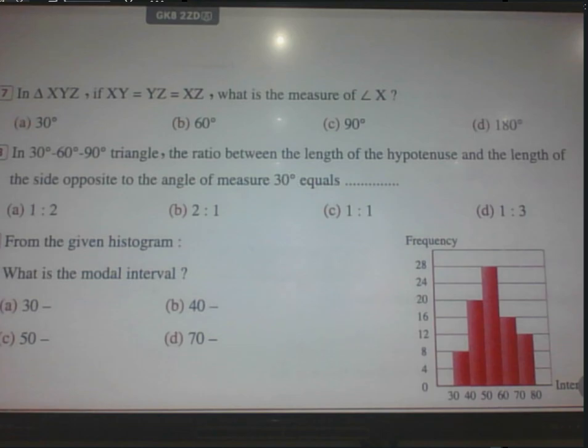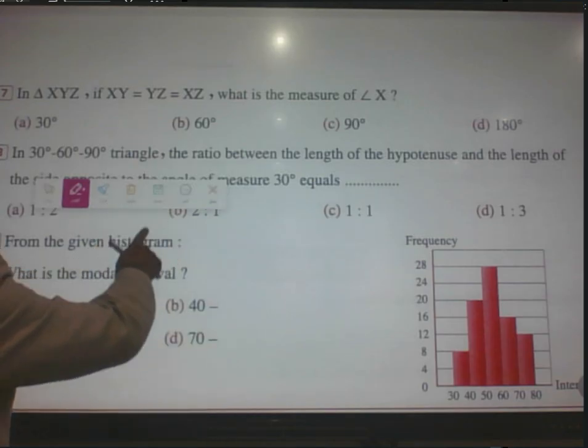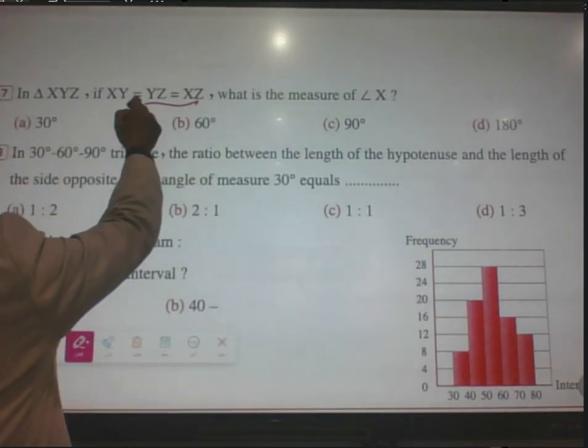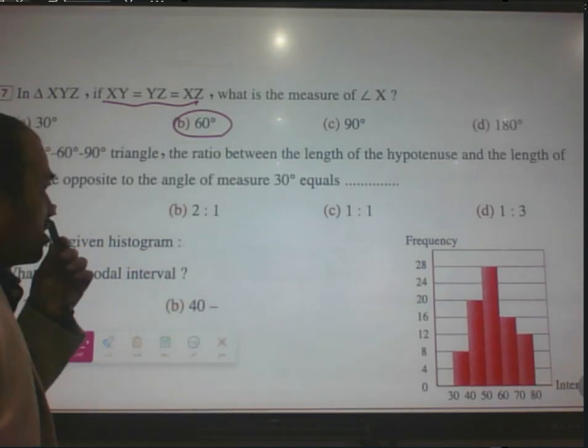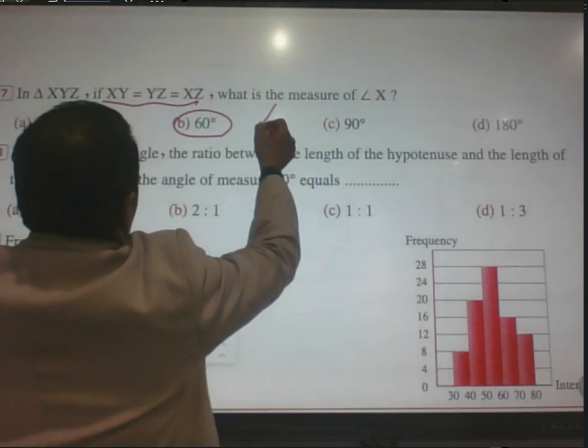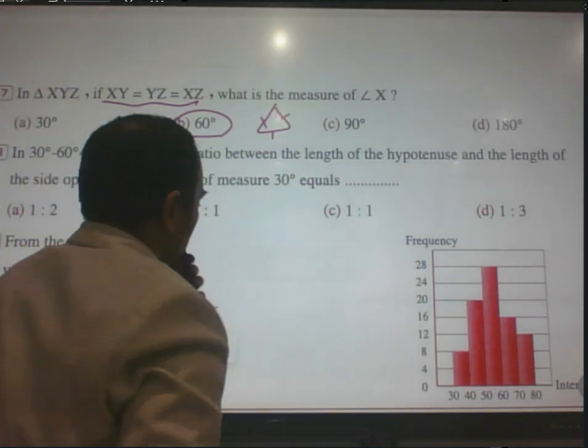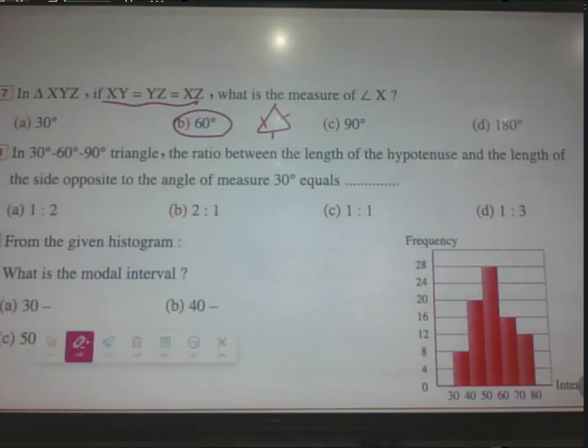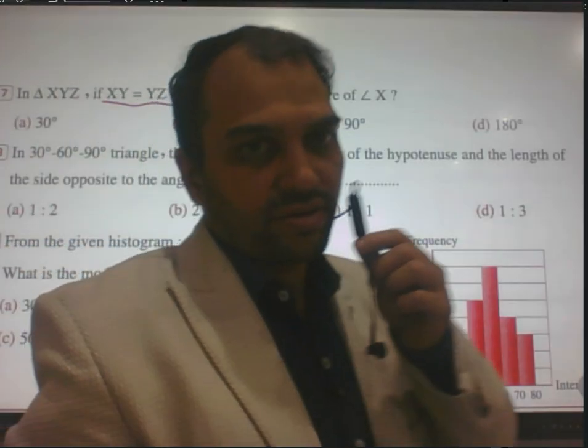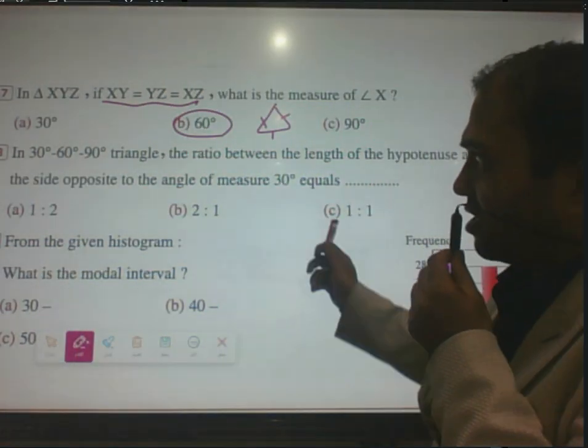Next question, number 7. We have triangle xyz, xy equal yz equal xz. What is the value of the measure of angle x? We have equilateral triangle. Then the measure of each angle equals 60 degrees. We have here equilateral triangle with sides of equal lengths, and 180 divided by 3 equals 60.